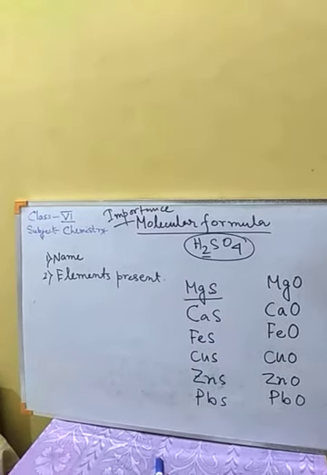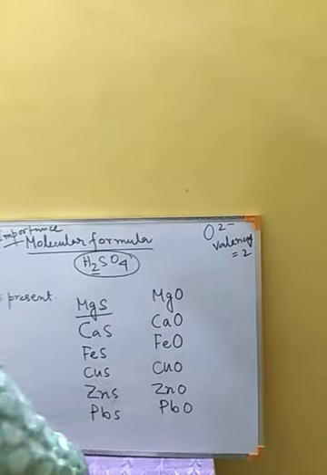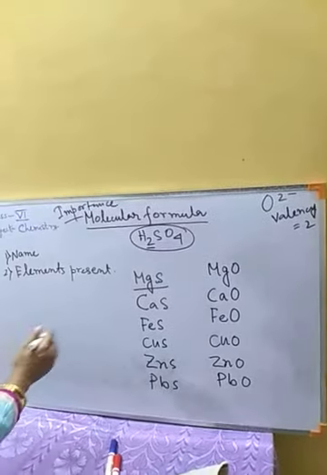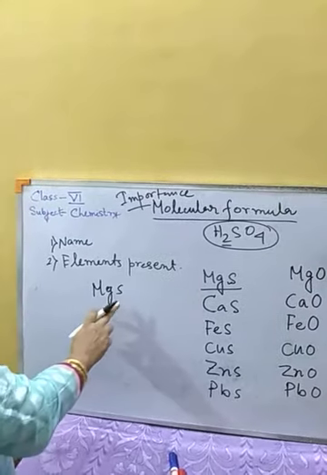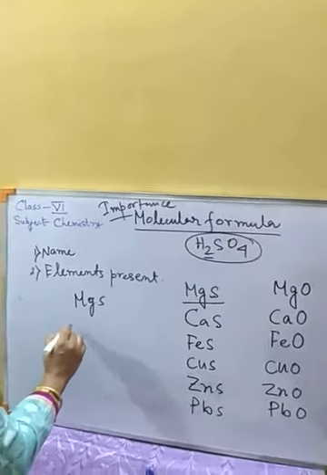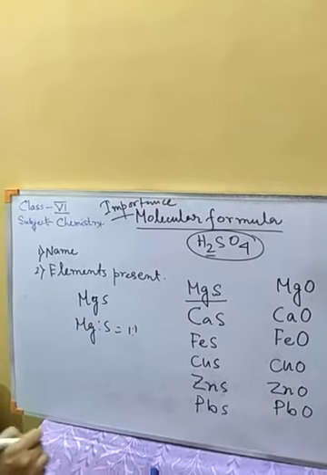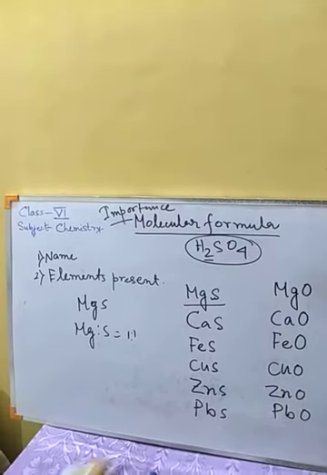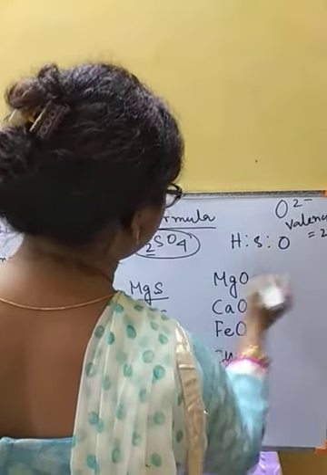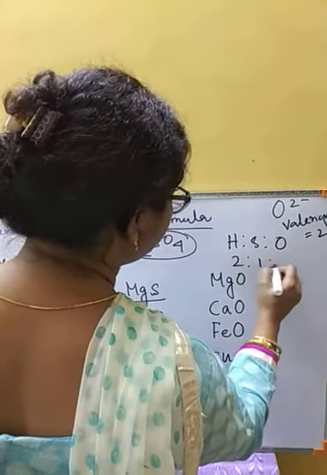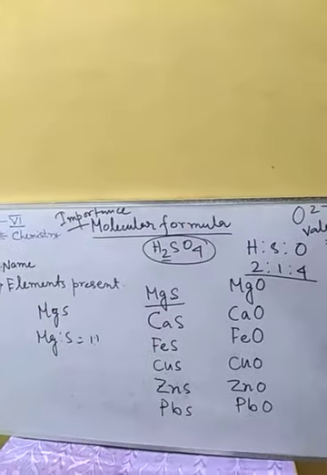Next, the ratio of the elements present, that also we can get from the molecular formula. Like from MgS we know 1 magnesium atom and 1 sulfur atom is there. So the ratio of magnesium to sulfur will be 1:1 here. Similarly for sulfuric acid H2SO4, hydrogen to sulfur to oxygen will be 2:1:4. Okay, this is the ratio of the atoms.